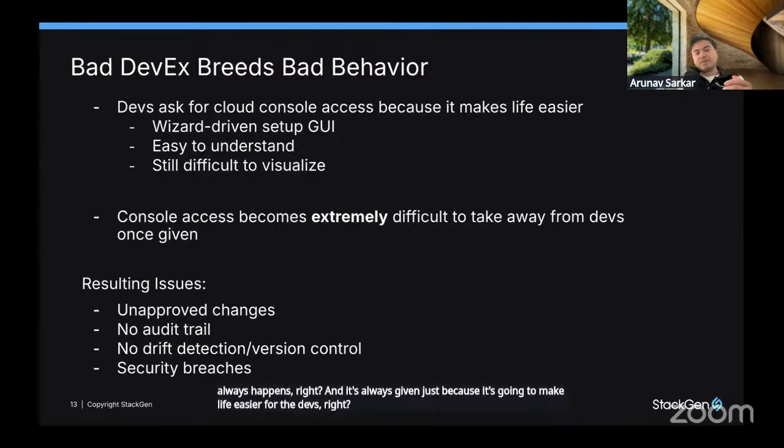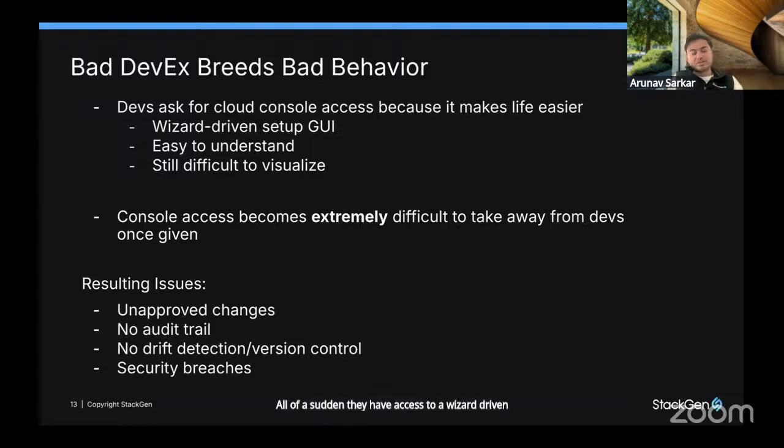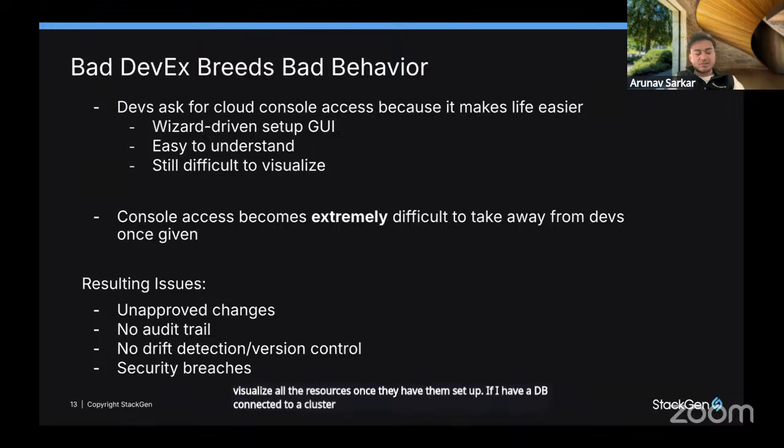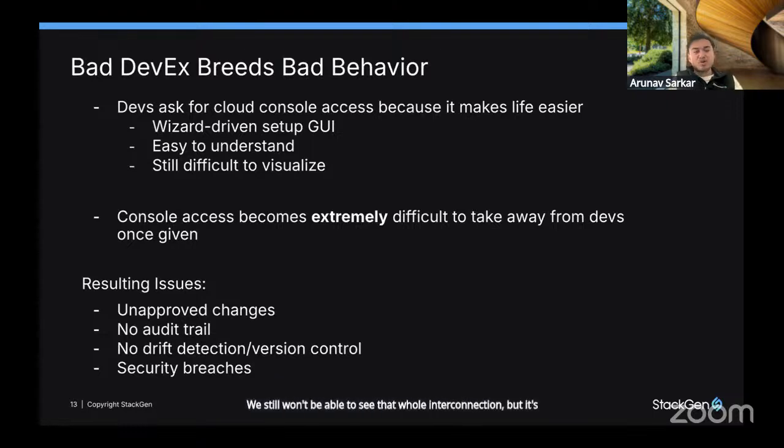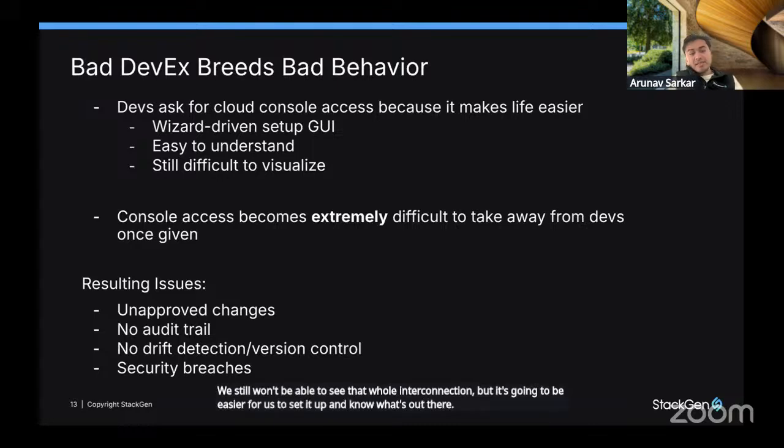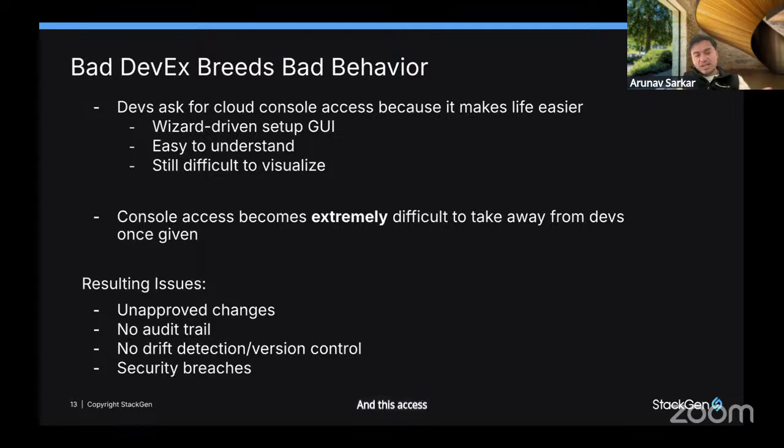All of a sudden, they have access to a wizard-driven setup GUI for setting whatever resources they need. It makes things a little bit easier to understand. It's still difficult to visualize all the resources once they have them set up, right? If I have a DB connected to a cluster, connected to a cache, connected to some sort of object storage bucket, right? We still won't be able to see that whole interconnection, but it's going to be easier for us to set it up and know what's out there, right? And this console access, right? Once you give this out, it becomes extremely difficult to take this privilege back away from the devs.